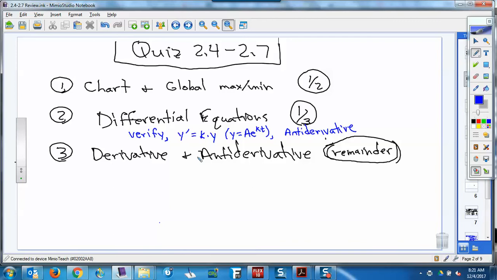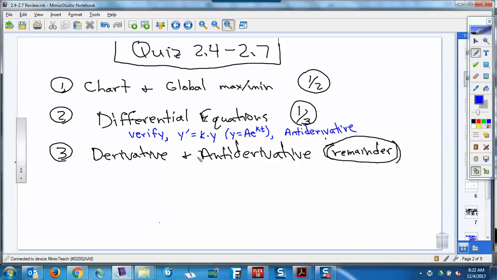So the quiz tomorrow is going to be a lot of chart, global max min kind of stuff, probably with some trig in there, maybe some of the polynomial stuff. Those are the two that have a lot of ups and downs and give you nice local max min inflection point kind of scenarios. Okay, so it's a good chance for us to work on those.